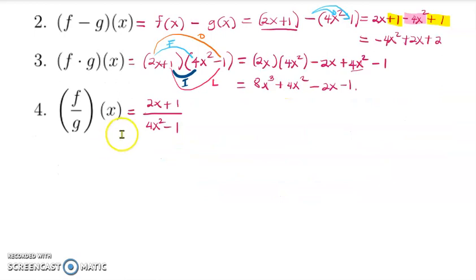Now for f over g, this is our f, 2x plus 1, divided by g, which is 4x squared minus 1. If it can be simplified further, by factoring or by division, you can simplify. But in this case, we cannot do that, because there is no common factor in the numerator and the denominator.